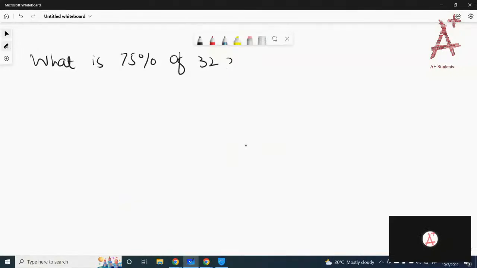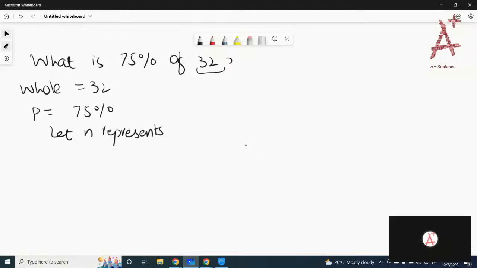So 32 is the whole here. The whole is 32, and 75 is the percent. You have to form the proportion. You have to find the part. Let n represent the part. So it would be n divided by 32 equals 75 divided by 100. You have to write the percentage on this side, and divide n by the whole. The whole is 32.